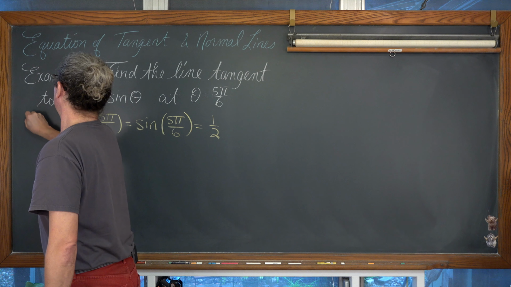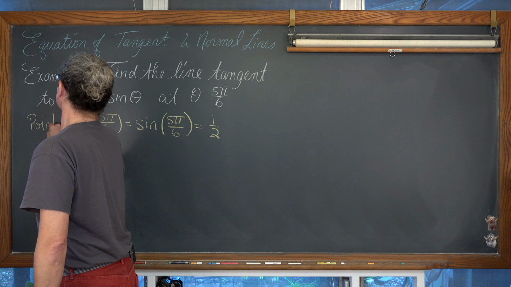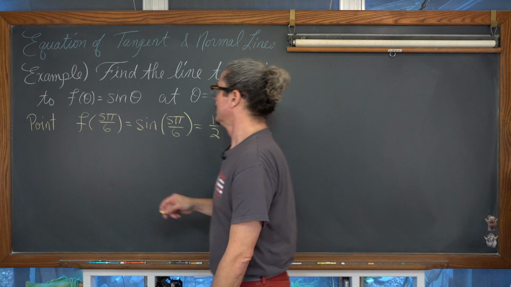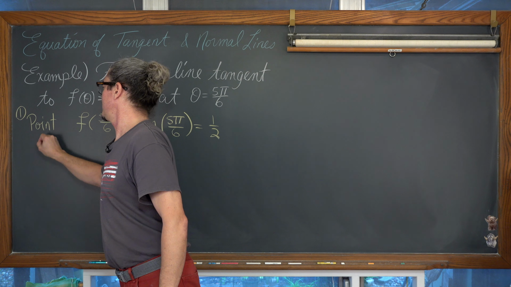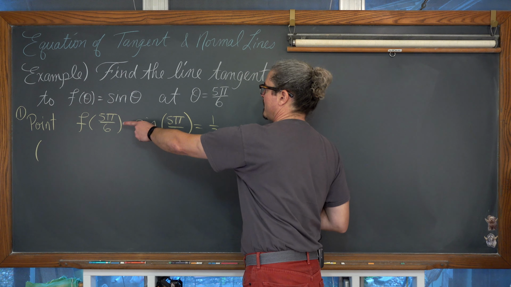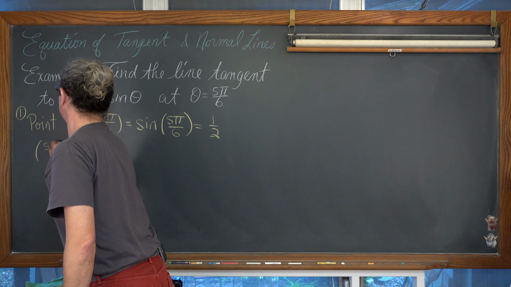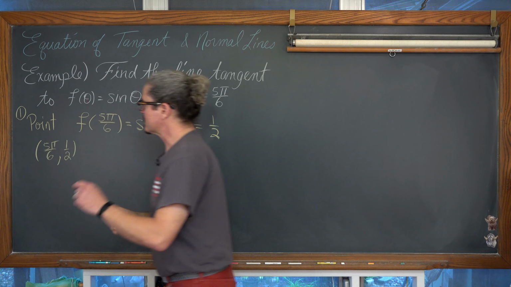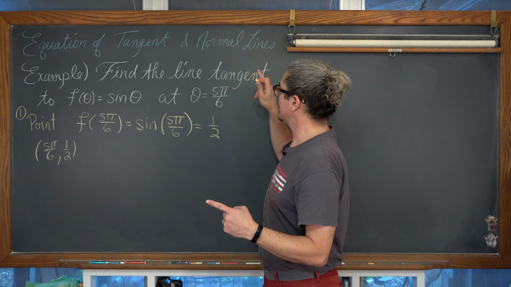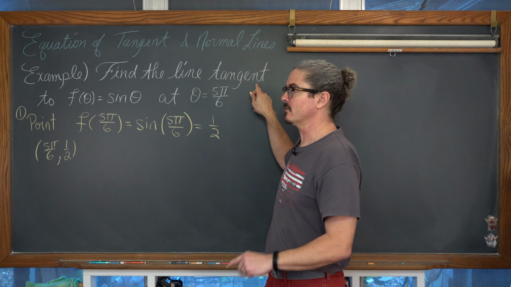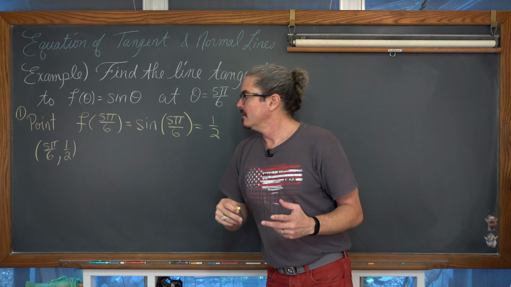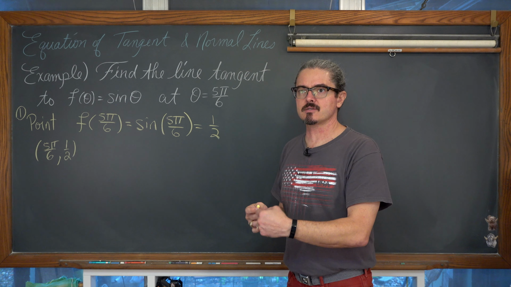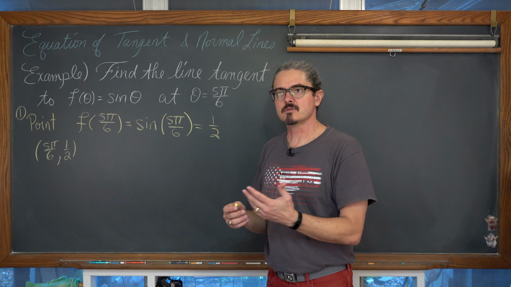So, step 1, if you're not given a full point of tangency, find that point. So our point is going to be 5 pi over 6, 1/2. Okay, so we have a point that our tangent line is going to go through. Now we need a slope. How are we going to do that? What did we just learn in calculus that tells us slope?